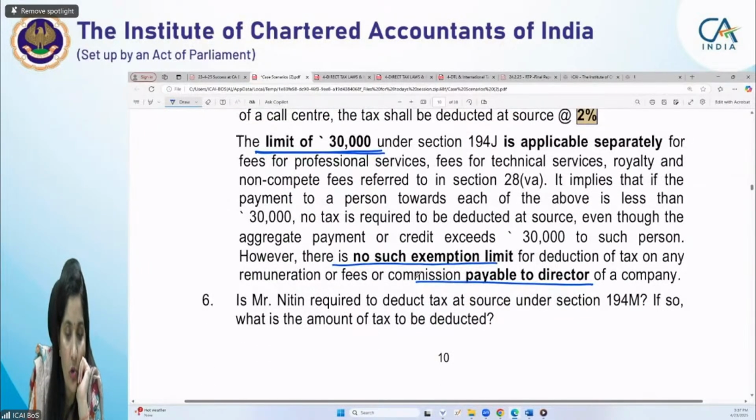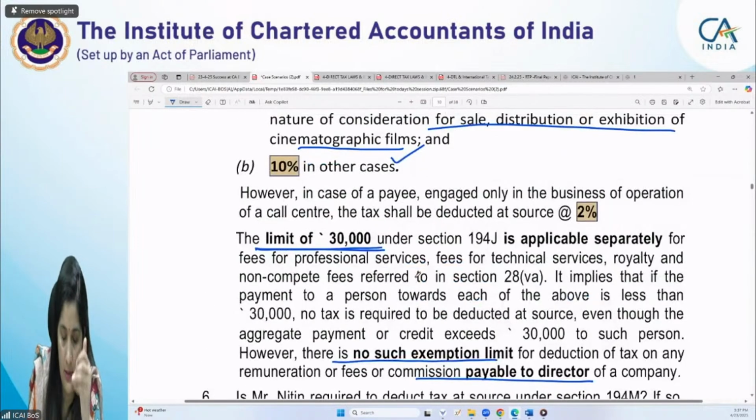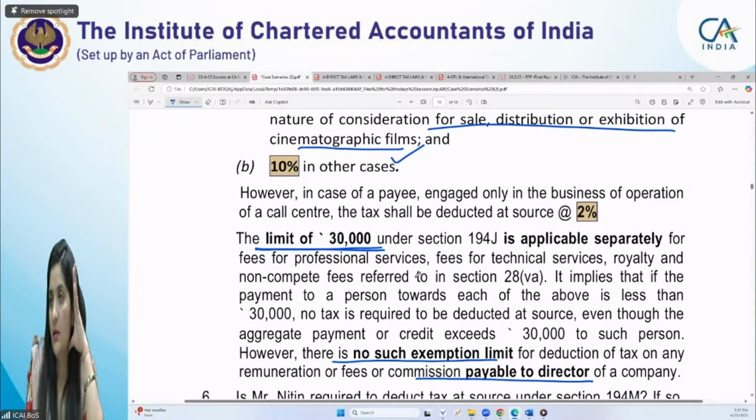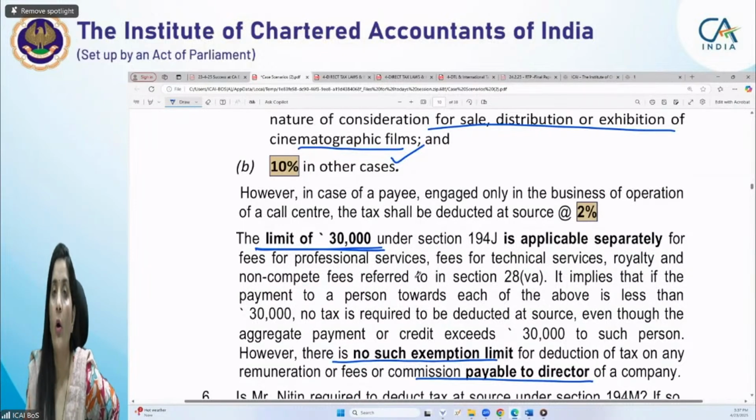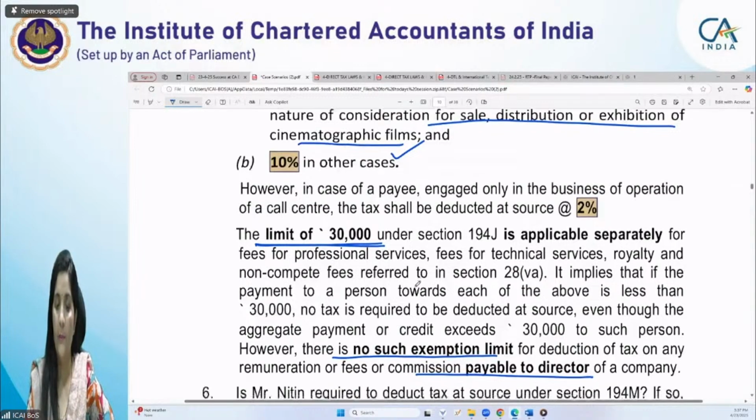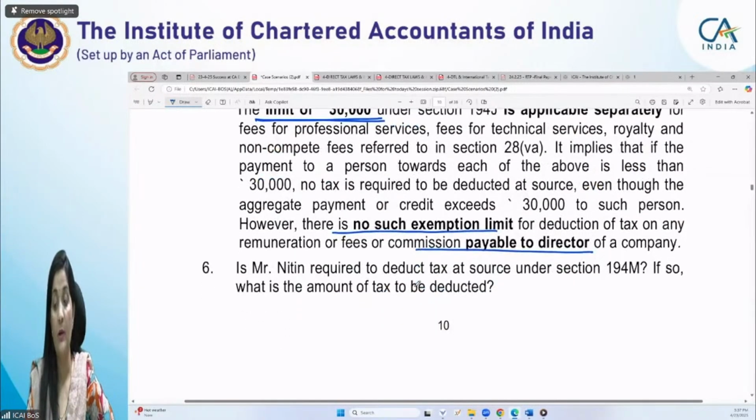So, in the present case, in the present facts, professional services are being given by Badri to Mr. Nitin for his business purpose. Then 194J would be attracted at the rate of 10%. Okay. Then next is with respect to 194M.